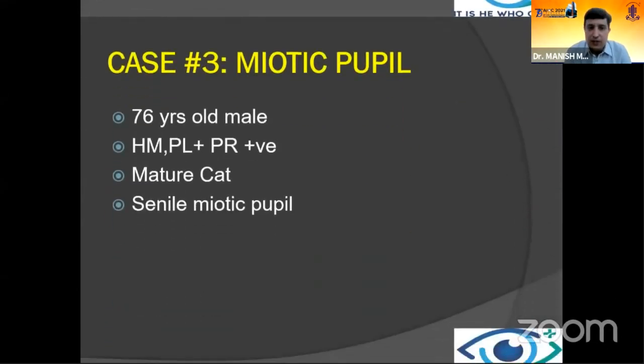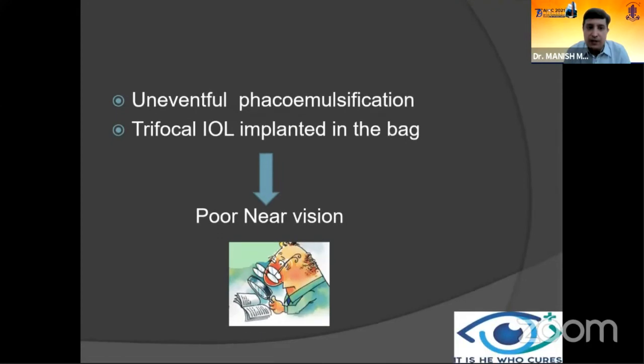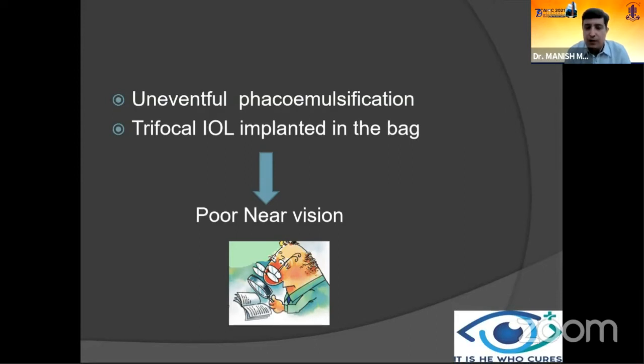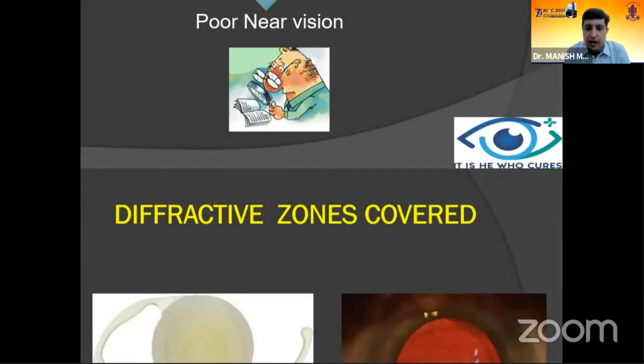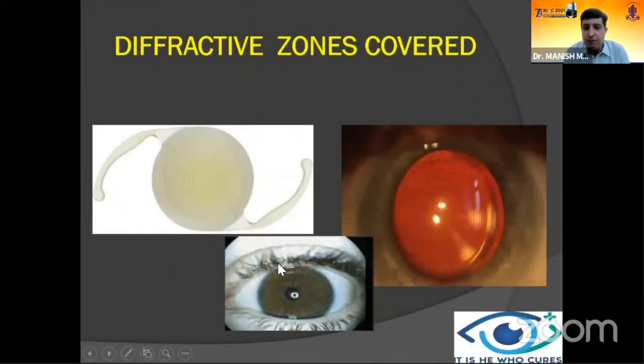Another case was a 76-year-old male who had a mature cataract and a senile miotic pupil. This patient wanted a trifocal implantation. So we went ahead, did an uneventful phacoemulsification, implanted the lens in the bag, and what we got was poor near vision. The patient was very unhappy post-operatively, and then we noticed that he had a miotic pupil, as you can see here.